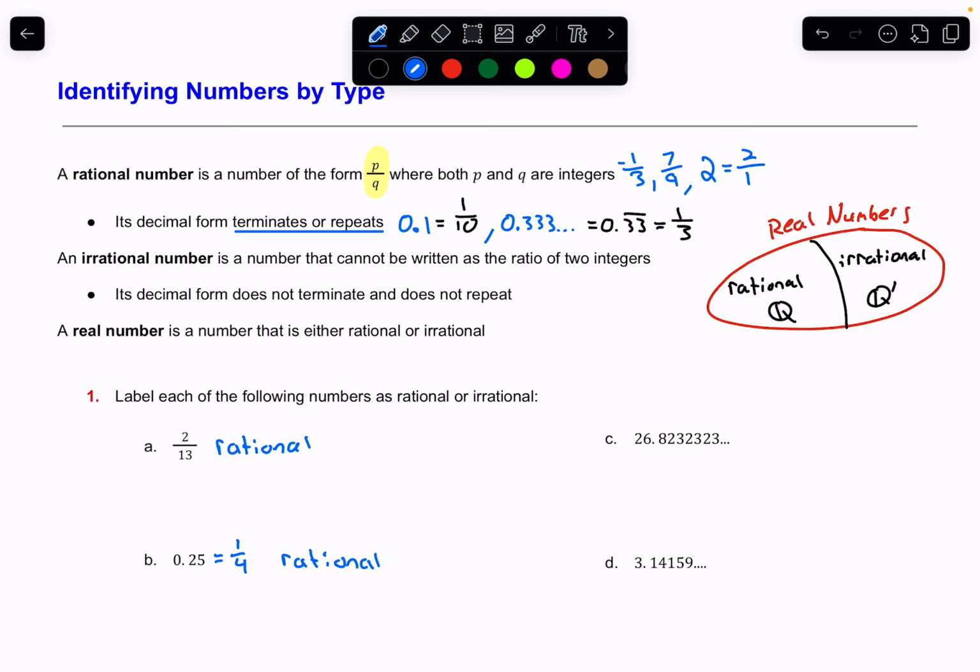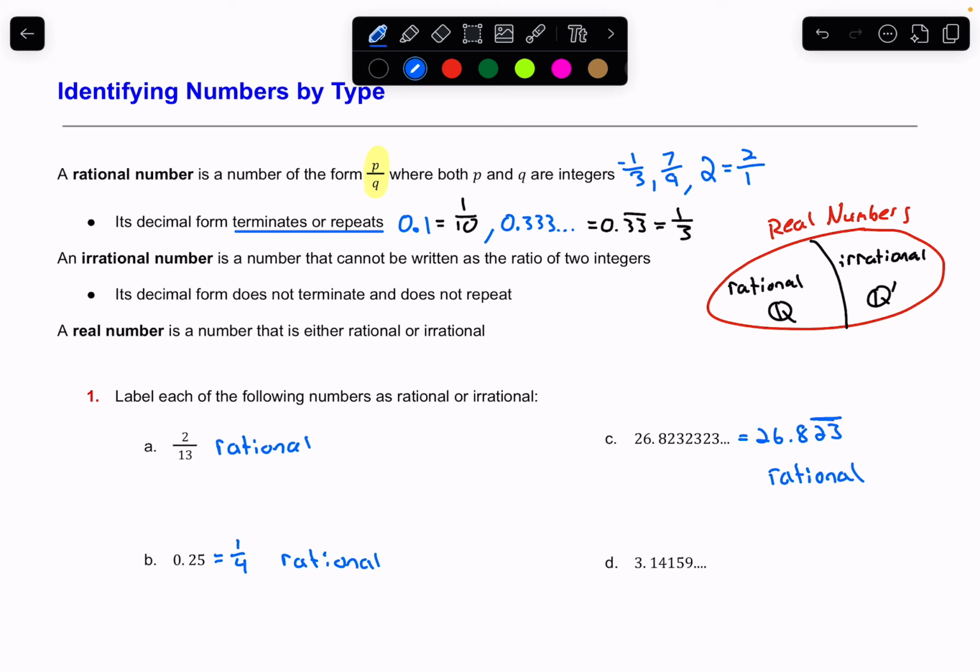Part C, 26.8232323. See how those two and three are repeating? We have that dot, dot, dot. That means I can rewrite this with a bar over the 2 and the 3 to represent that the 2 and the 3 just keep repeating over and over. And because we have repetition, this is going to be rational.